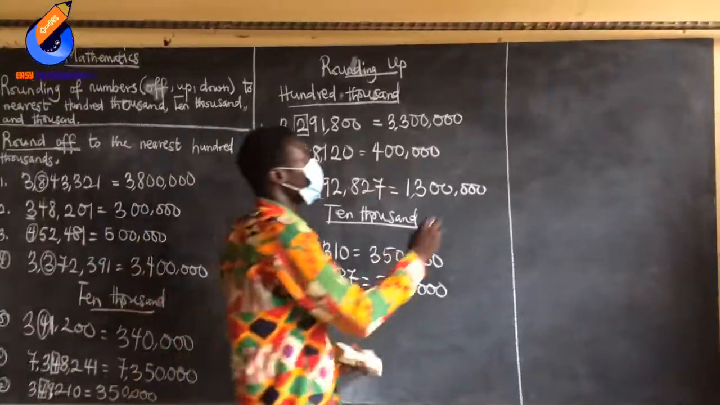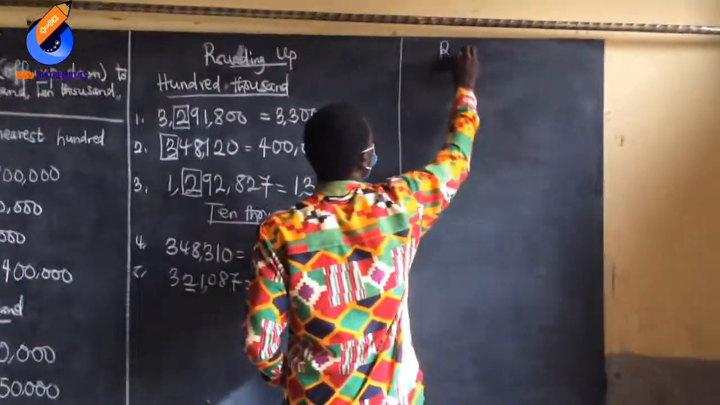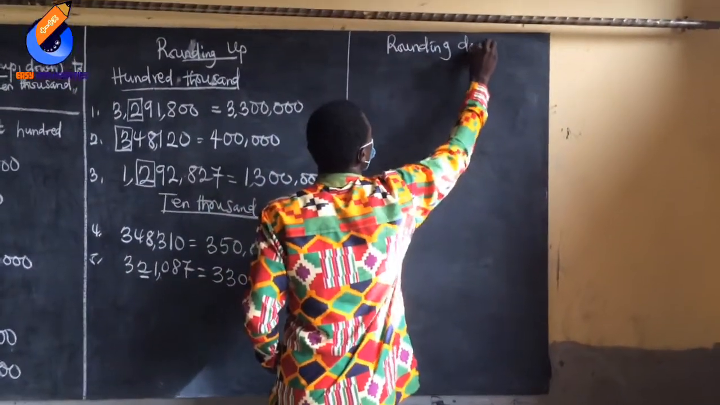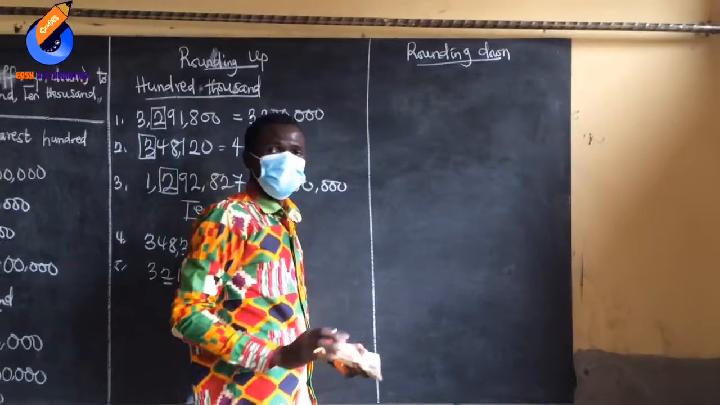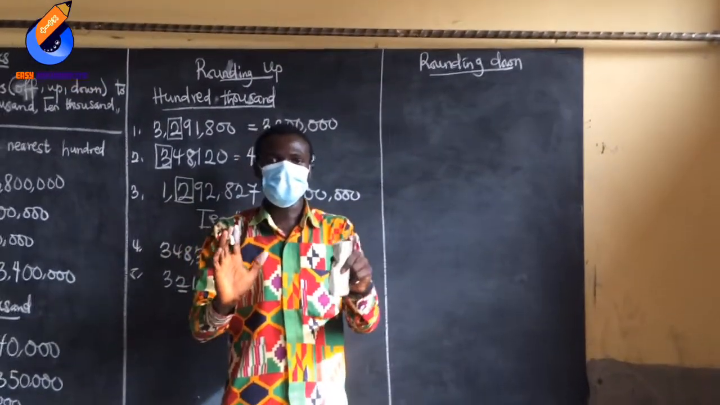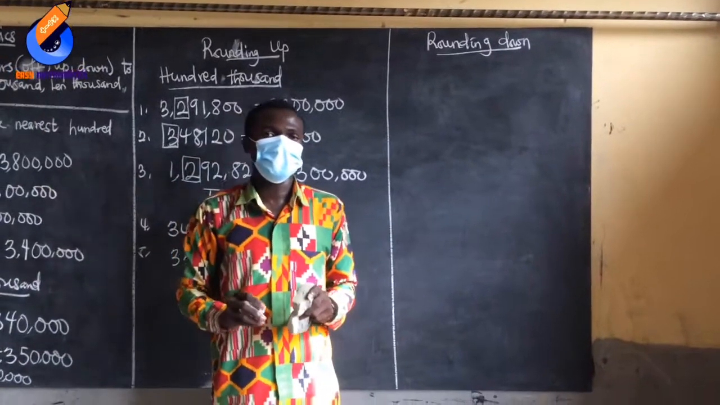Let's look at the rounding down. You are being asked to round down. When it comes to rounding down, you won't change the figure. Maintain it, and the rest change to 0.